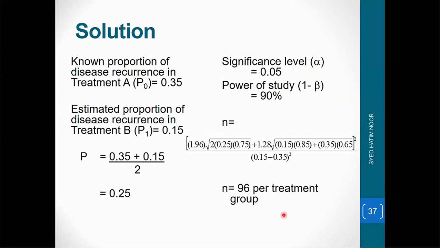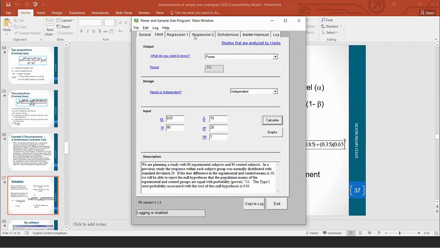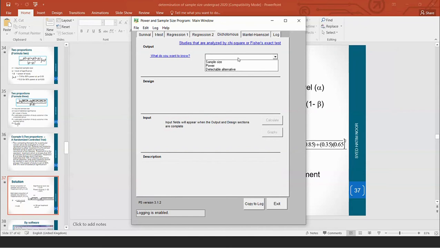Now let us use software. So this is no more t-test. Remember, t-test is for mean. Now it is dichotomous. So what do you want to know? Sample size. Matched or independent? Independent, because they have two separate groups, treatment A and treatment B. So independent. This is the study design.